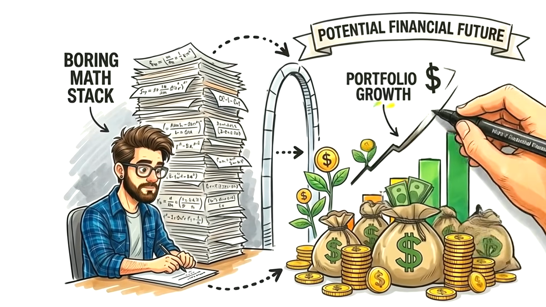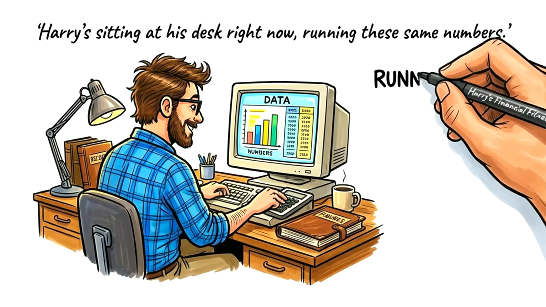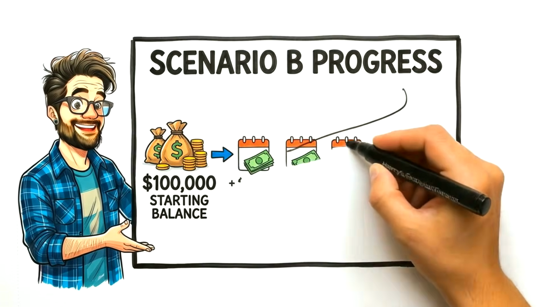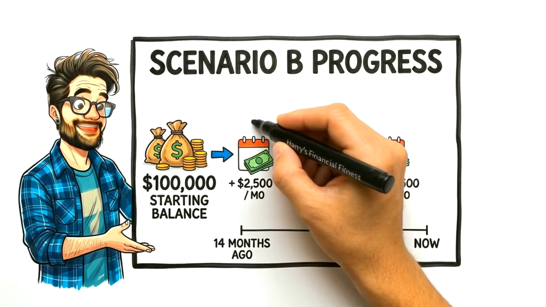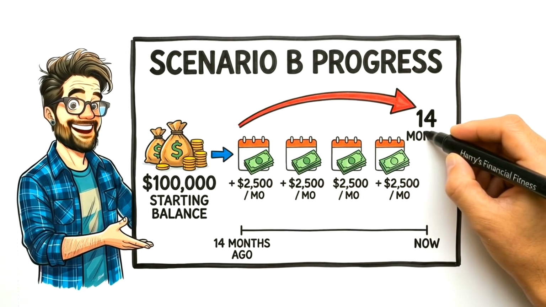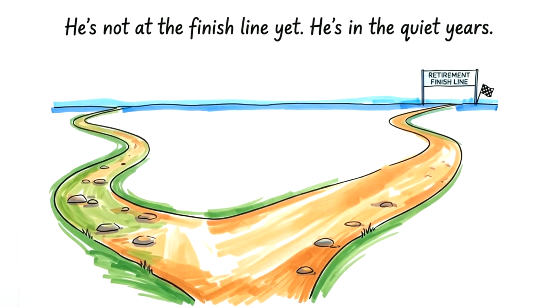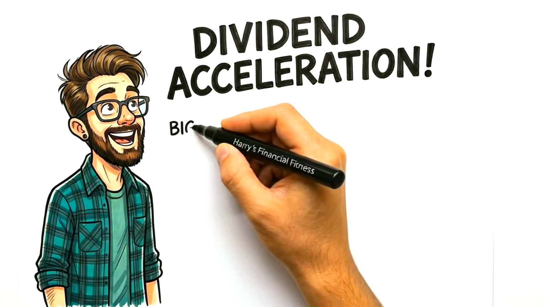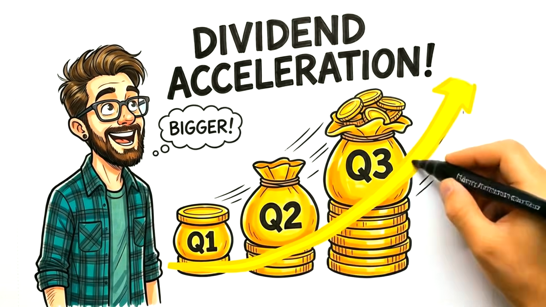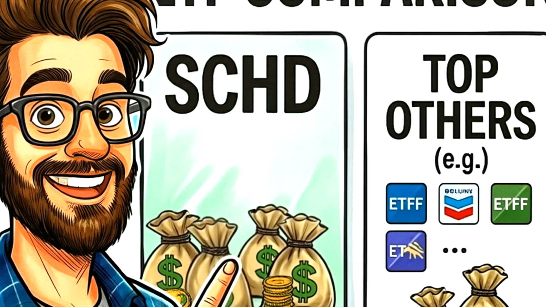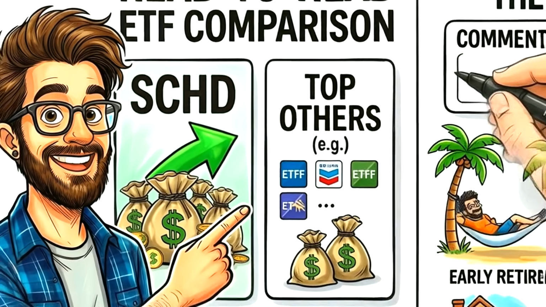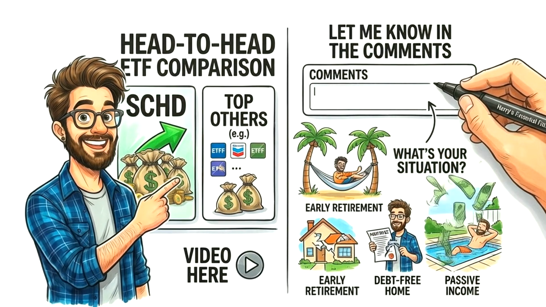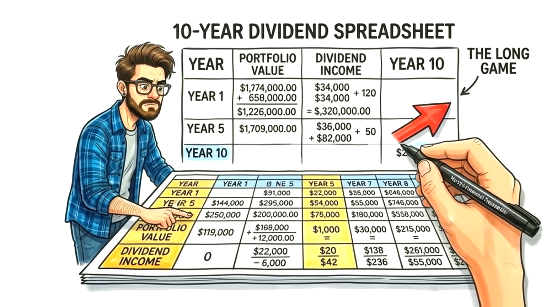Harry's sitting at his desk right now, running these same numbers. He started Scenario B about 14 months ago. $100,000 starting balance, adding $2,500 a month. He's not at the finish line yet, he's in the quiet years. But every quarter when that dividend payment hits and it's bigger than the last one, he sees the acceleration beginning. He called me yesterday and said something I think about a lot. He said, "I always thought replacing my salary would take 30 years and a miracle. Turns out it might take 10 years in a spreadsheet."